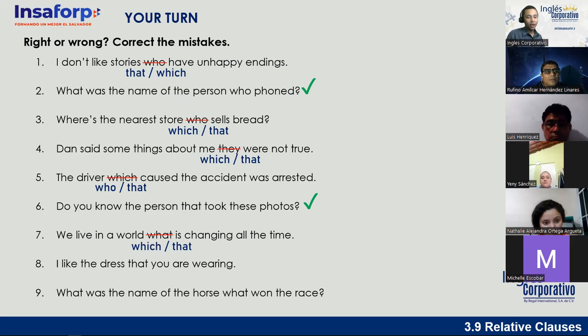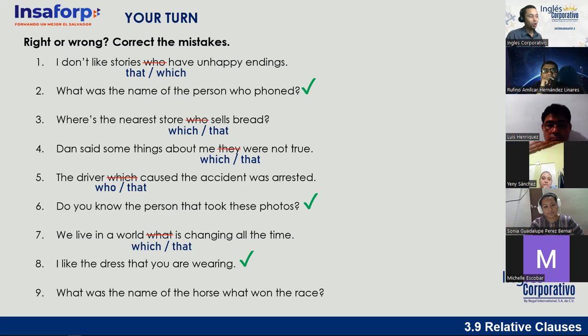Number eight. I like the dress that you are wearing. How about this one? It's correct. Sonia says it's correct. Also, Jenny, let's say it's right. That's correct. No problem there. Very good. Thank you, Sonia and Jenny.